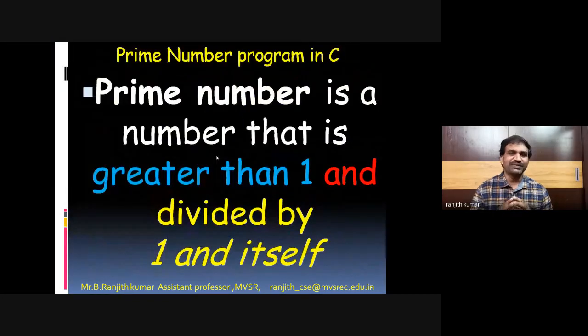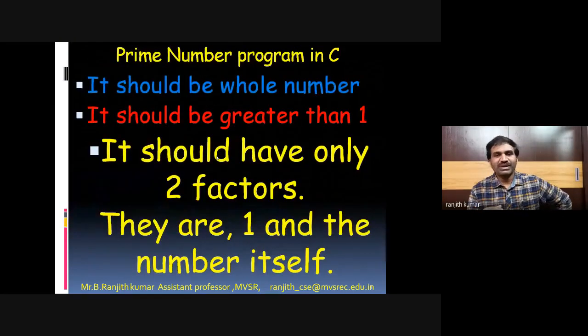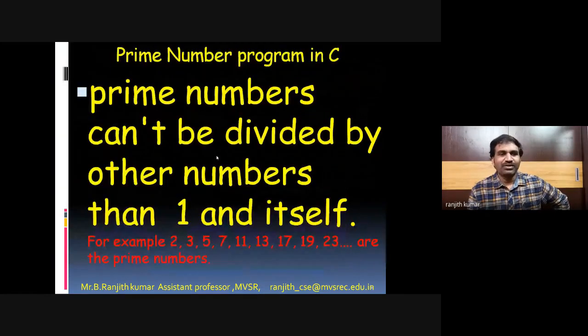So a prime number is a number which is greater than 1 and is divisible only by 1 and itself. So we have to check whether it is divisible by 1 and itself or not. Normally it is a whole number and it should be greater than 1, and a very important point, it should have only two factors, which are 1 and itself. So prime numbers can't be divided by other numbers than 1 and itself.